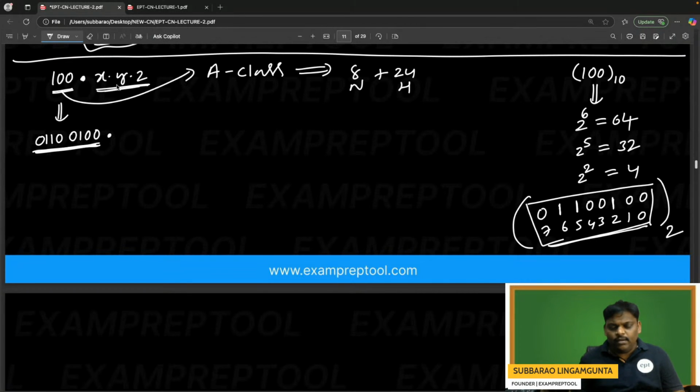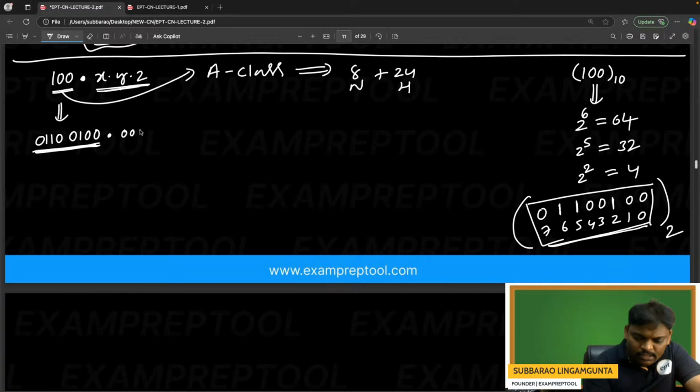I have already written 8 bits for the network, and the host part is 24 bits. Now observe: what is the meaning of 24 host bits? How many IPs are possible with 24 host bits? 2 power 24 IPs are possible.